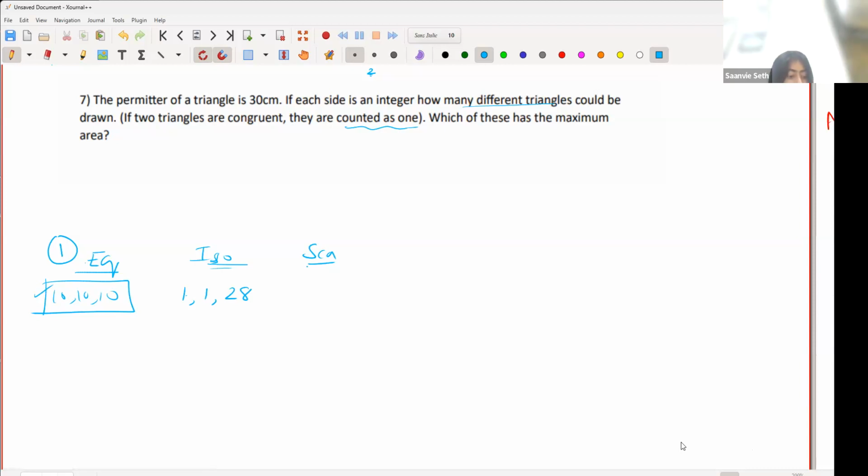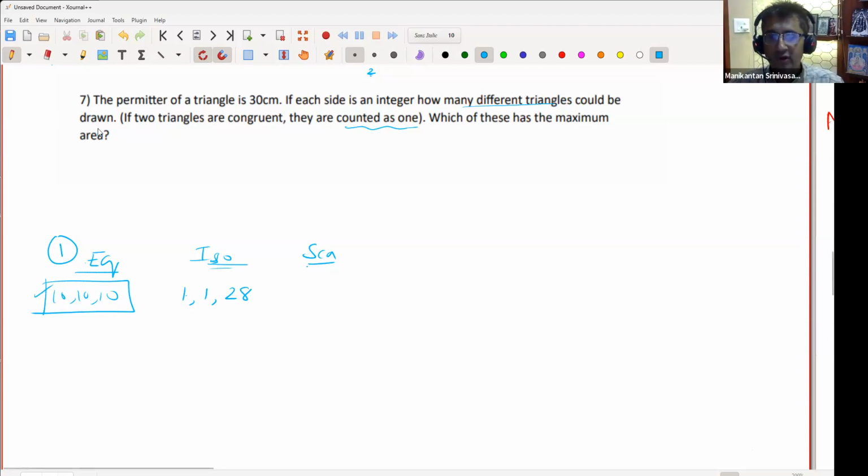Sir, it can't really be a triangle because the sum of 2 sides has to be greater than the third one, right? Excellent. You did not fall for the trap. Good. 1, 1, 28, even though it adds up to 30, is not a triangle because the two sides have to add up to more than the third side. So 1, 1, 28 will not work. Well done, Sanvi.